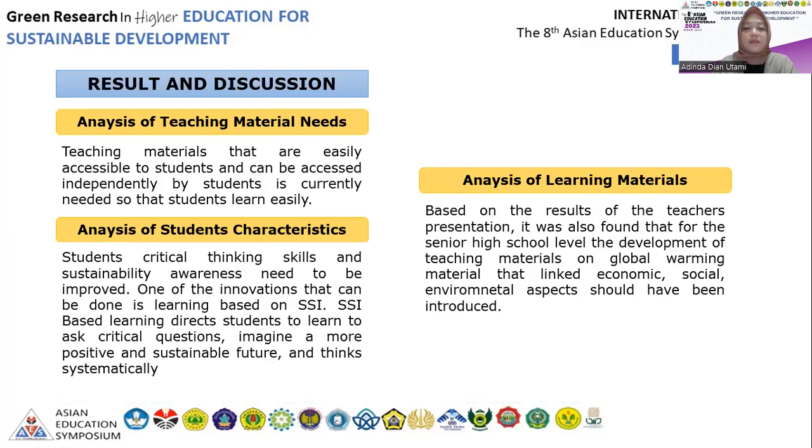Result and discussion. Analysis of teaching materials. Teaching materials that are easily accessed by students and can be studied independently are currently needed so that students learn easily. Analysis of student characteristics: student critical thinking skill and sustainability awareness need to be improved, and an innovation that can be done is learning based on SSI. SSI-based learning directs students to learn to ask critical questions, imagine a more positive and sustainable future, and think systematically. Analysis of learning material, based on the results of the teacher presentation, it was also found that for the senior high school level, the development of teaching materials on global warming material tends to be introduced with economic, social, and environmental aspects.